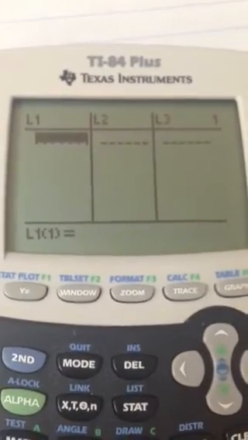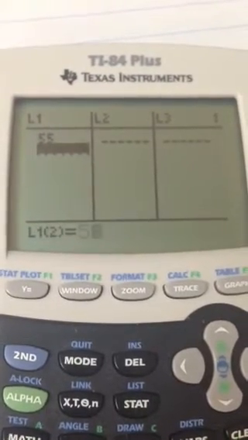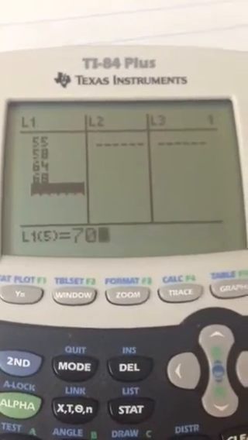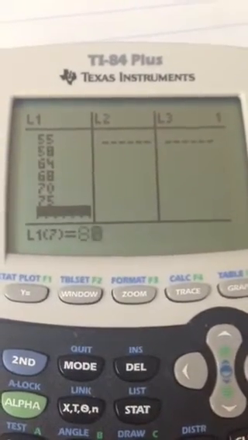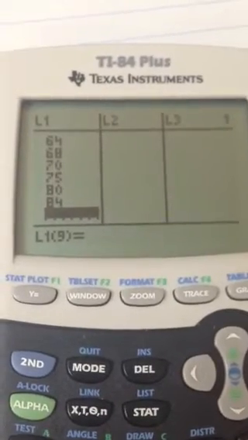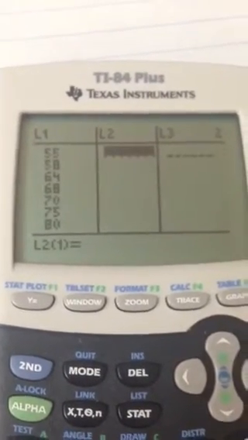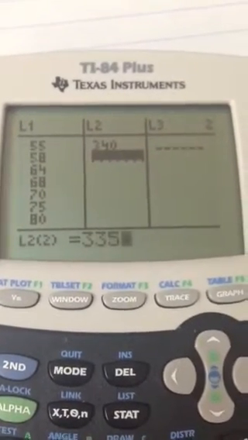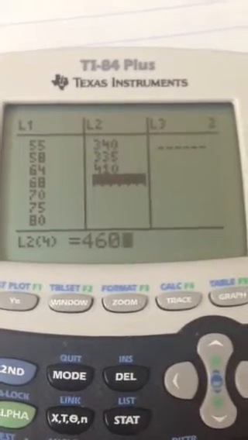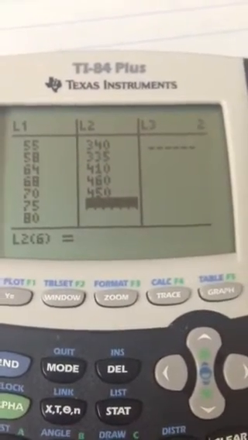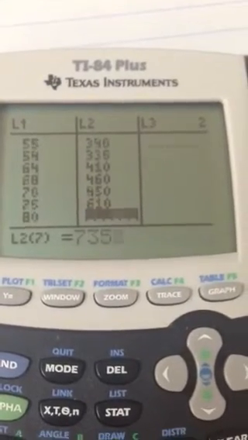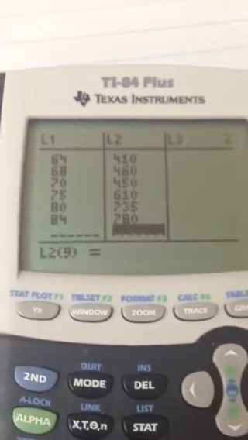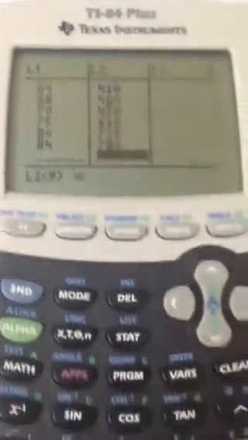In L1, I'll put the temperatures, and they told me 55, 58, 64, 68, 70, 75, 80, and 84 is the data that I have. Move over to L2, and it's the number of cans sold. So I'm going to put 340, 335, 410, 460, 450, 610, 735, and 780. And the data should match. What's in L1 should be the same number of data points as in L2.